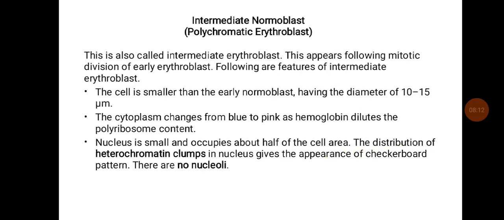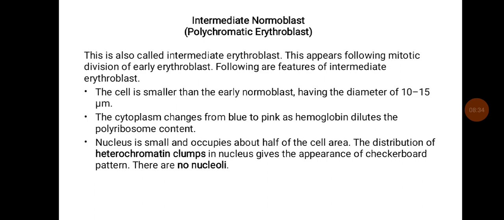Intermediate normoblast. This is also called the intermediate or polychromatic erythroblast. This appears following mitotic division of the early erythroblast. Following are the features of the intermediate erythroblast. The cell is smaller than the early normoblast, having a diameter of 10 to 15 microns.